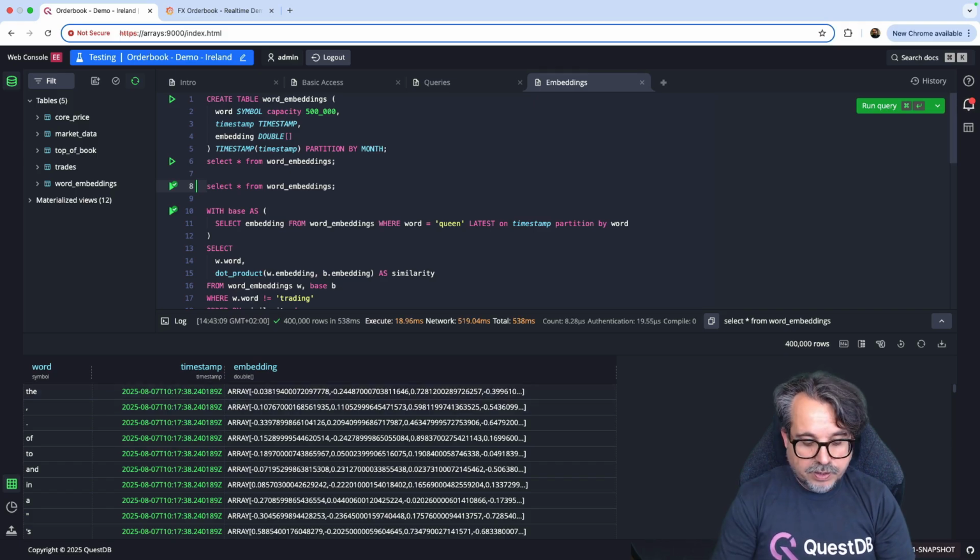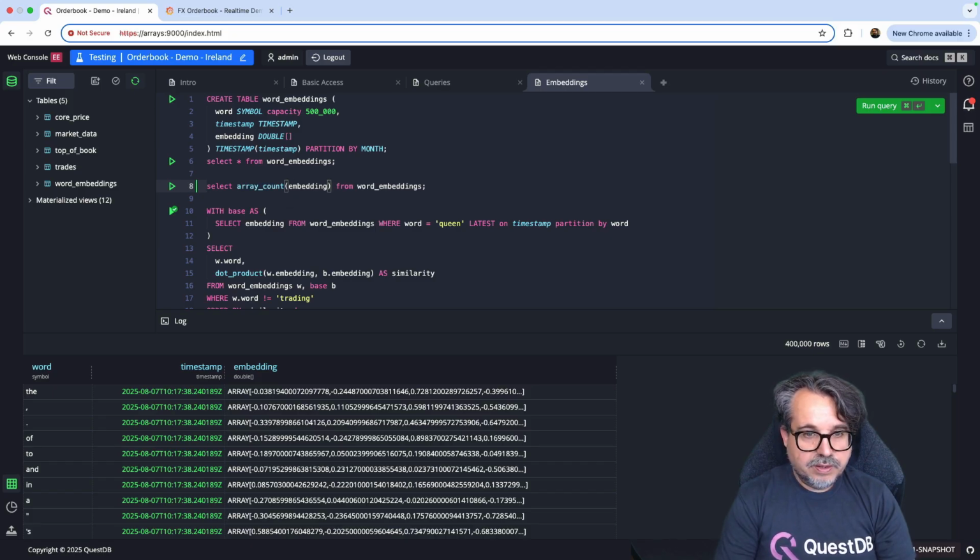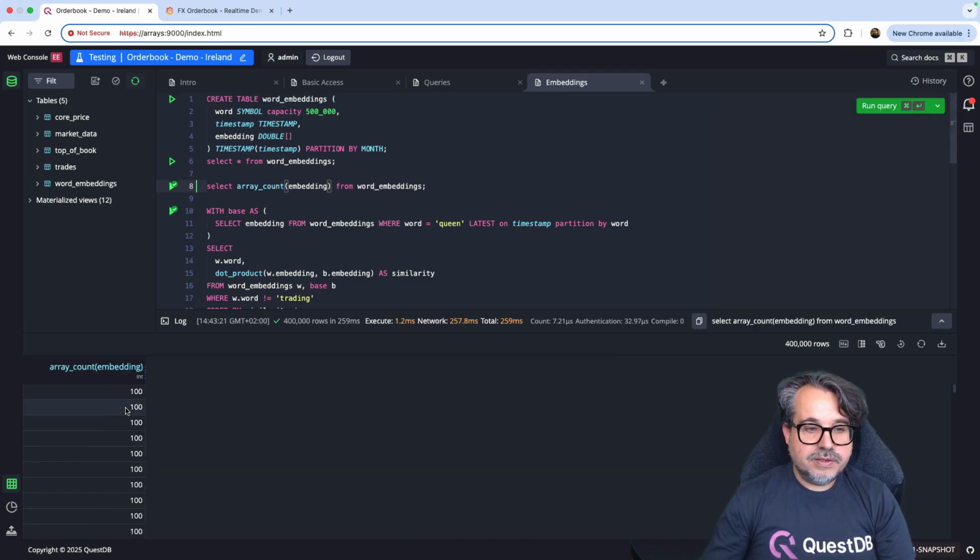I can, by the way, do something like array count embedding. And as you can see here, each vector has 100 embeddings. The embeddings don't mean anything for a human. It's just how the model, which was trained on this data, represented the data internally.